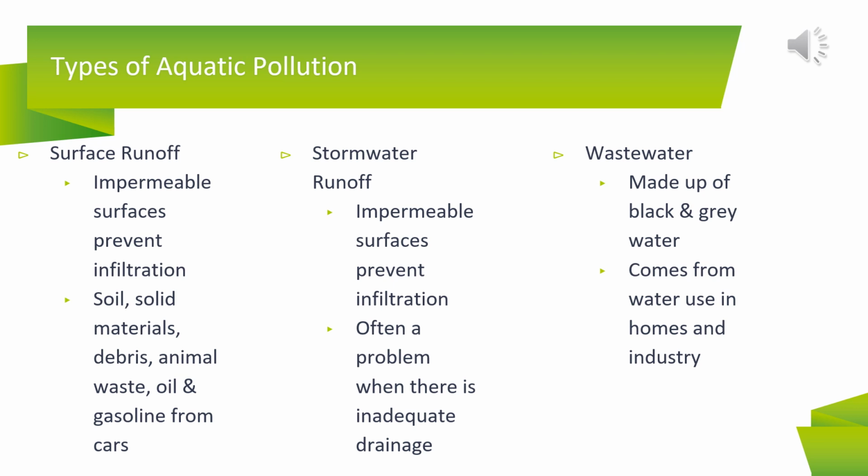Wastewater is made up of black and gray water. Black water is water that comes from the toilet and has come in contact with human waste, specifically feces. Gray water is water that comes from things such as your sink, your bathtub, or your washing machine that can be treated and used for other things, such as watering your plants or washing your car. Wastewater, in this case, we're talking about coming from homes and industry.